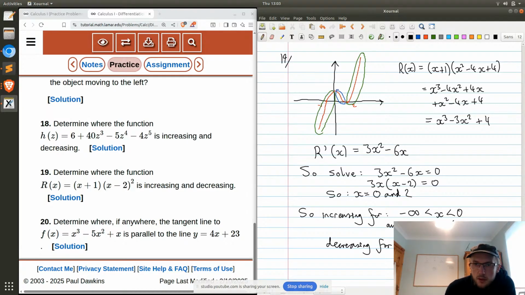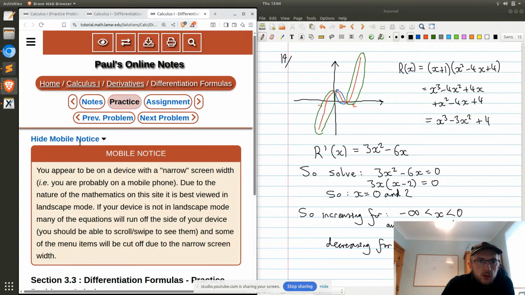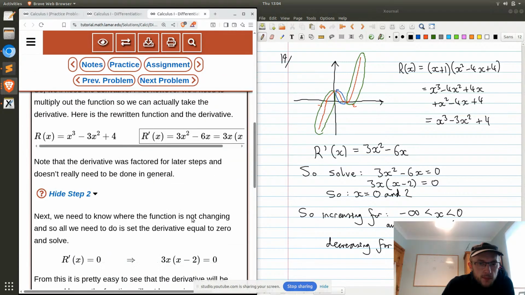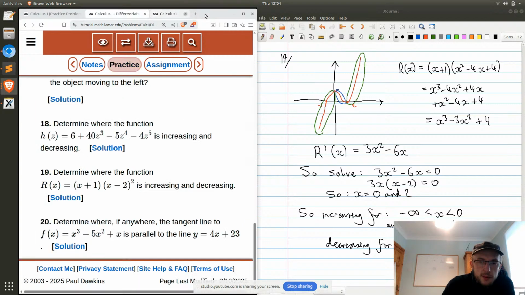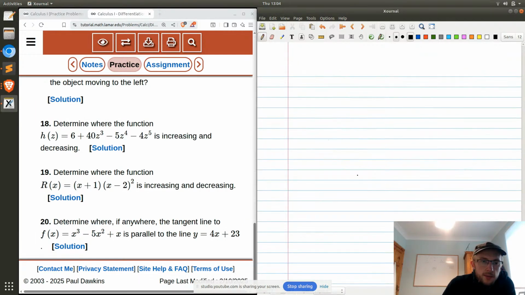Decreasing for that. I wonder if that's true. Oh, yay! I'm getting better at this. Okay.